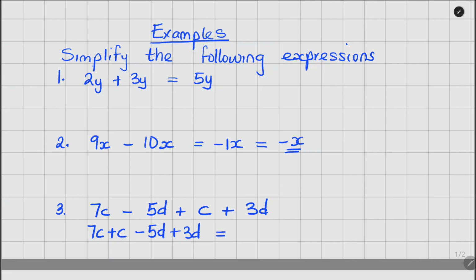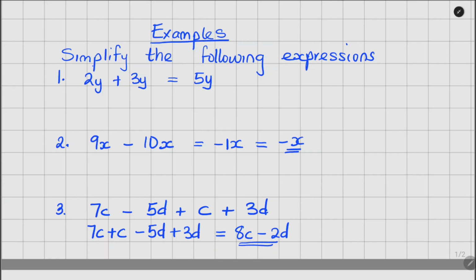7c plus c will give us 8c. Minus 5d plus 3d is going to give us minus 2d. So simplifying the expression 7c minus 5d plus c plus 3d is going to give us 8c minus 2d.